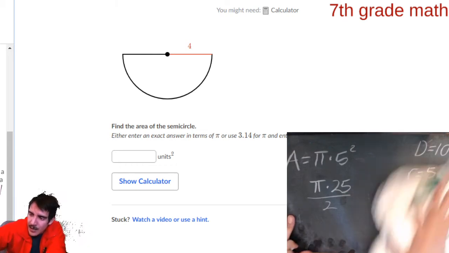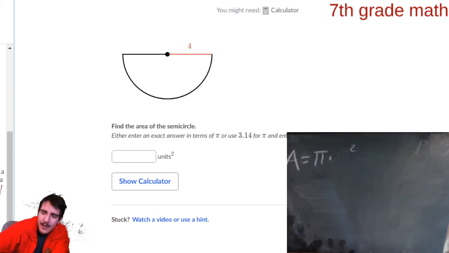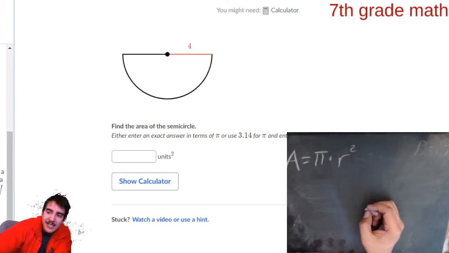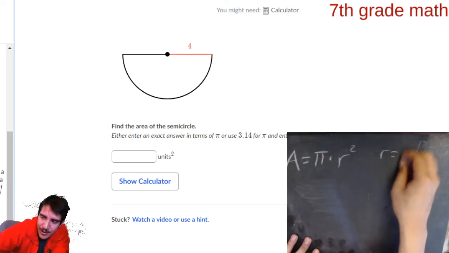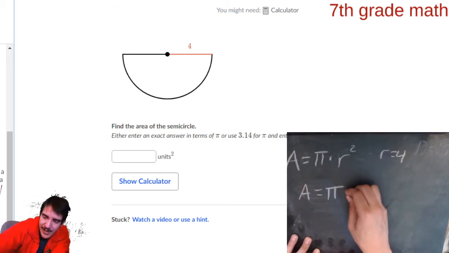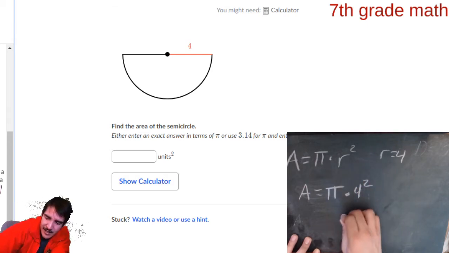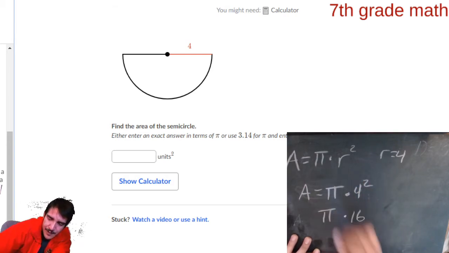Here we also have a semicircle. So let me erase everything except the formula. The radius here is r equals 4, so let's do it. Area equals pi times 4 squared. 4 squared is 16, so you get 16 pi.